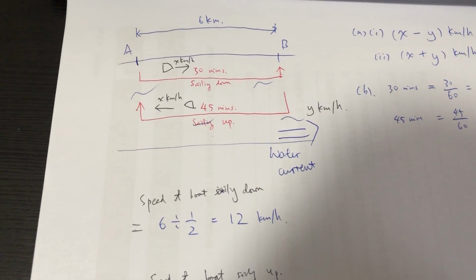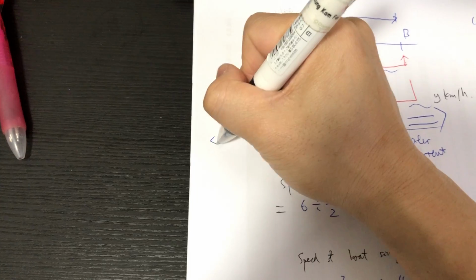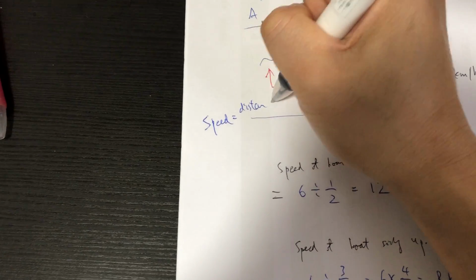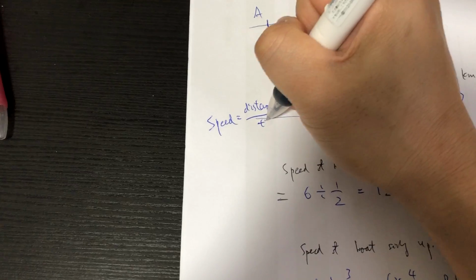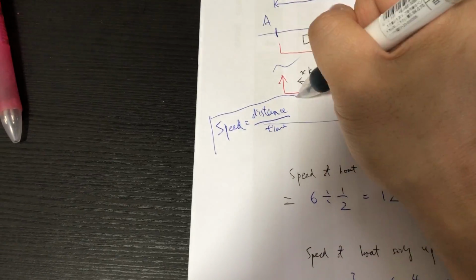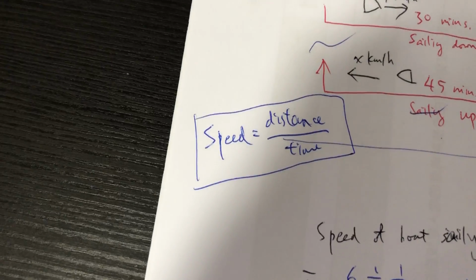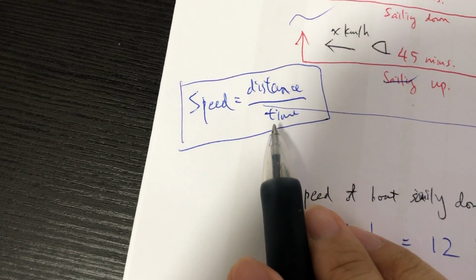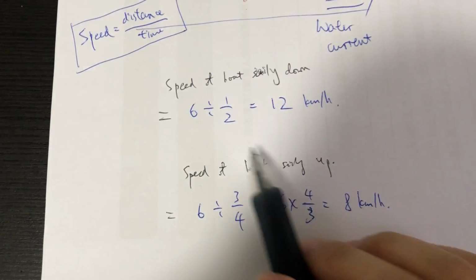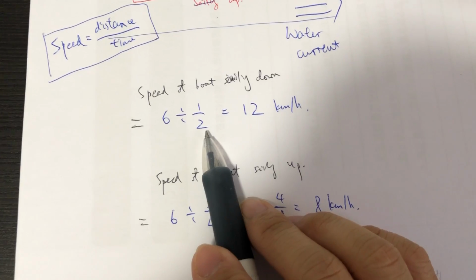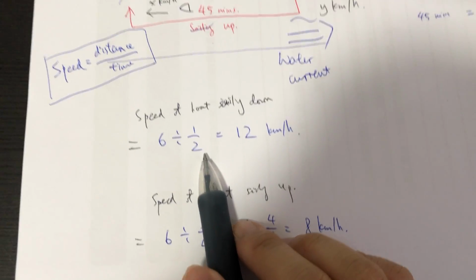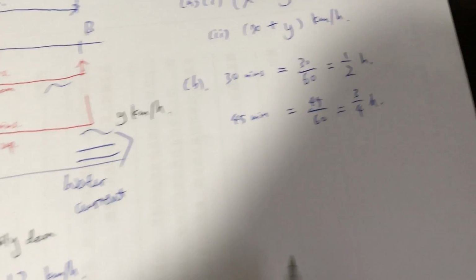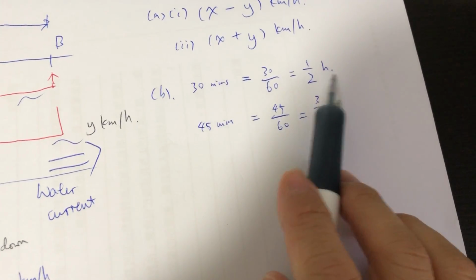Okay, and we know that speed is always equal to distance over time. We learned it from primary school, right? Speed is equal to distance over time. So we try to use distance over time. But the time is not in hours, and we want kilometers per hour, so we convert minutes to hours.